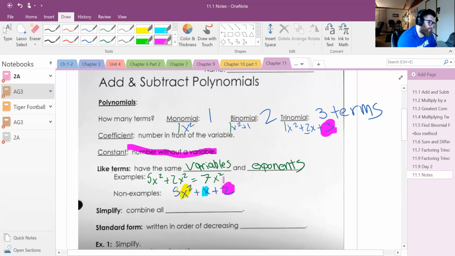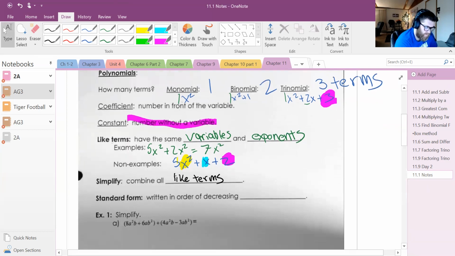When we simplify, it's combining all like terms. Whether it's addition or subtraction, combine like terms. And once you can't combine anymore, the polynomial is simplified. We should know it.